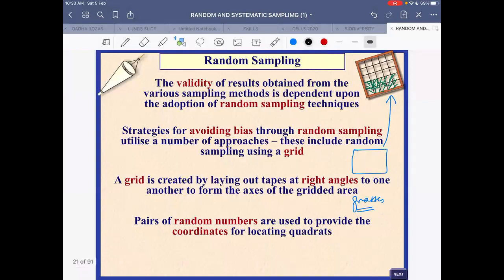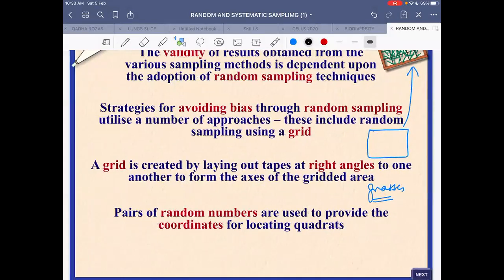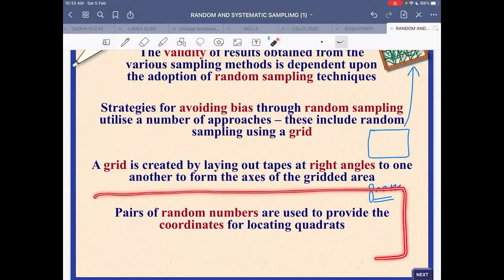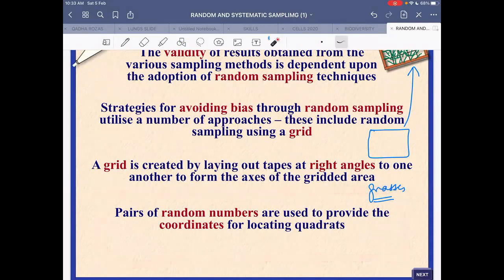ठीक है, आपने क्या किया इस random number generator से, you will take pairs of random numbers, right? And those pairs of random numbers are used to provide coordinates for locating quadrats. The pairs of the random numbers that you generate through the mobile application, उससे आप अपने लिए coordinates निकालोगे, और उन coordinates पे आप अपने quadrats को locate करोगे. और उन quadrats से आपको करना क्या है, उसको रख के उस field के ऊपर you have to count the different kinds of species that you see, not only the different kinds, और एक ही species के कितने नंबर हैं उस छोटे quadrat के अंदर, वो आप count करोगे.